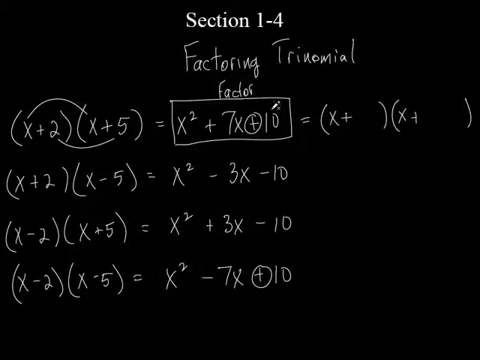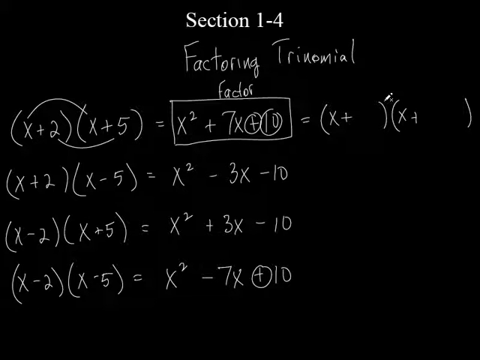Now what I have to do is look at this. Remember I said the 2 times 5 is 10, and then the 2 plus 5 is 7? So these 2 numbers, they do 2 things. They multiply to become this last number, and they add up to become the middle number. Isn't that true with all of these? Look, they multiply to be negative 10, add up to be negative 3. Same thing here. Multiply to be negative 10, but these add up to be positive 3. Multiply to be positive 10, and they add up to be negative 7. So that's what we have to think.